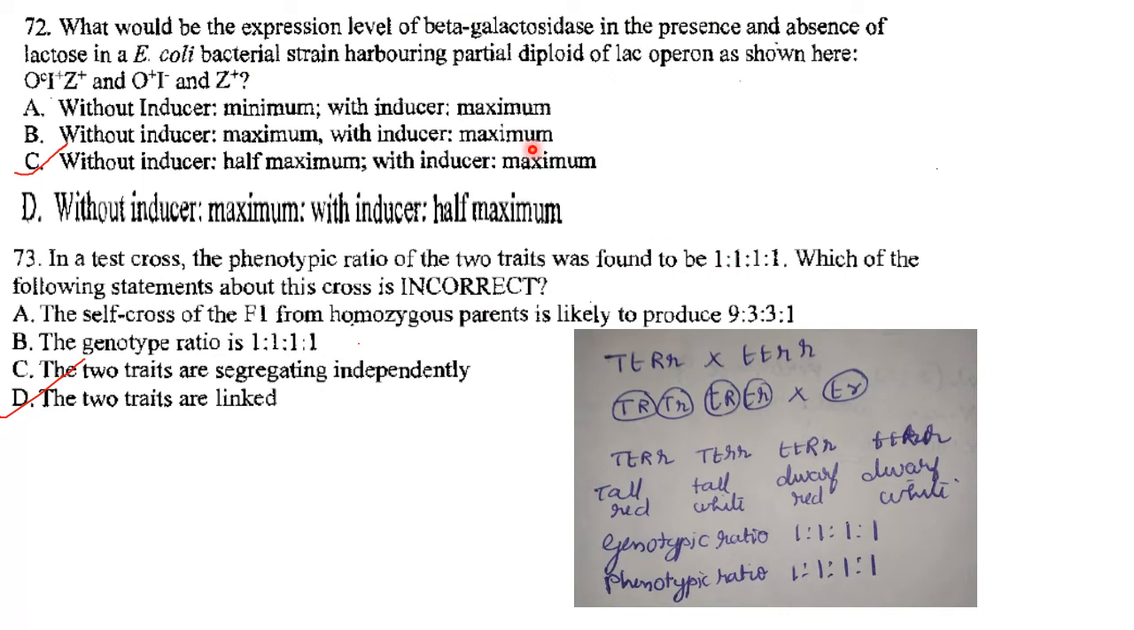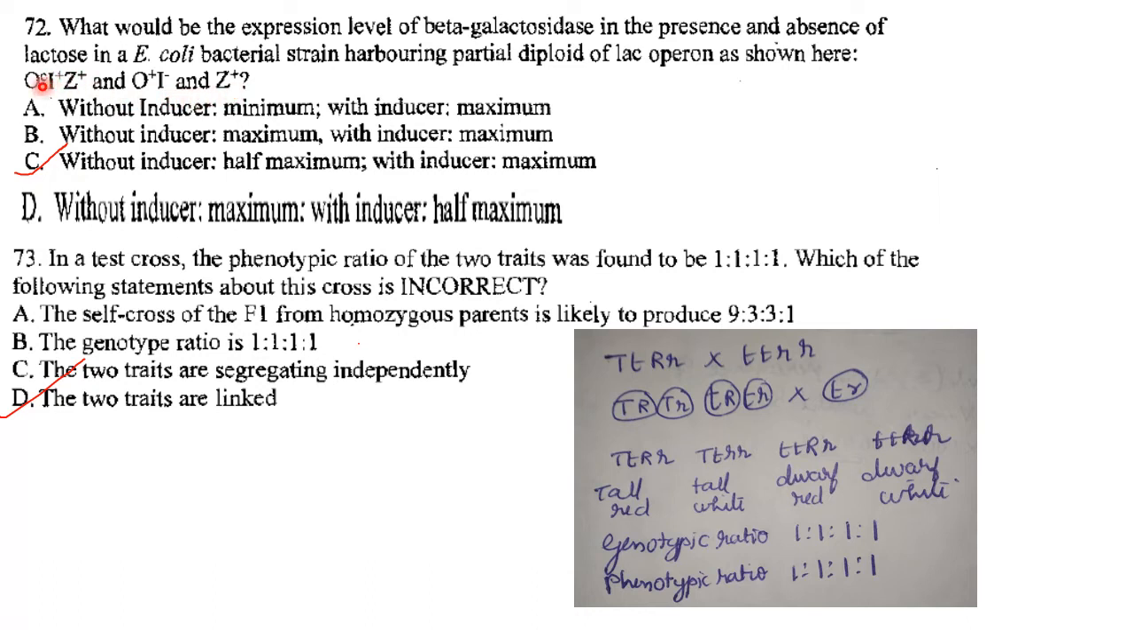Then the next one. What would be the expression level of beta-galactosidase in the presence and absence of lactose in an E. coli bacterial strain harboring a partial diploid of the lac operon as shown here? So O^C I^+ Z^+ and O^+ I^- Z^+.